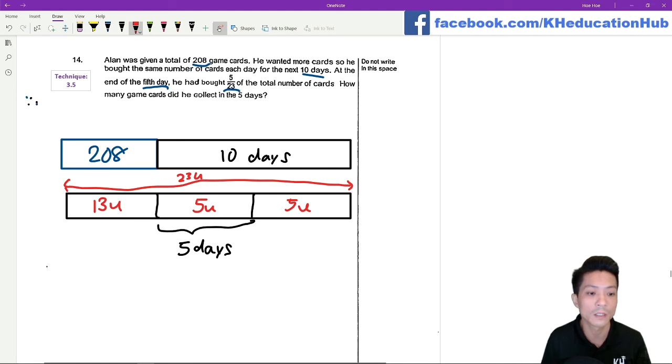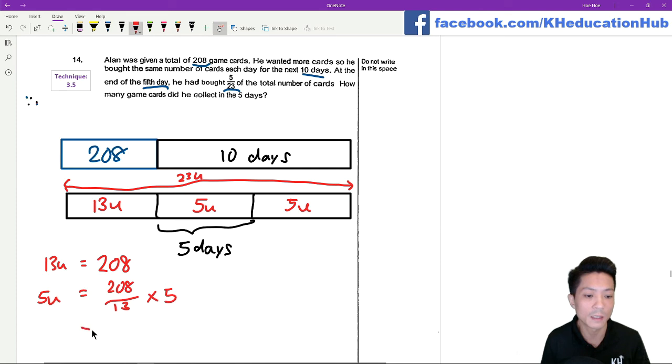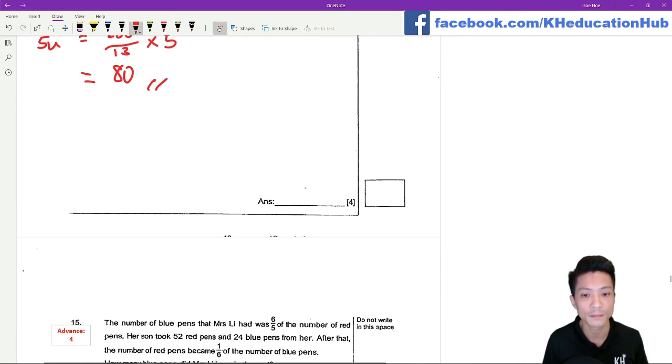Now I know that 13 units equals 208. I just need to find what is 5 units. 208 over 13, multiply by 5. 80 game cards.